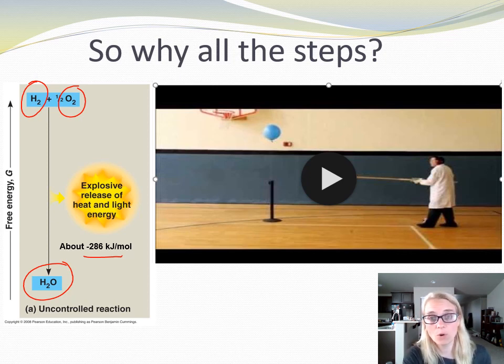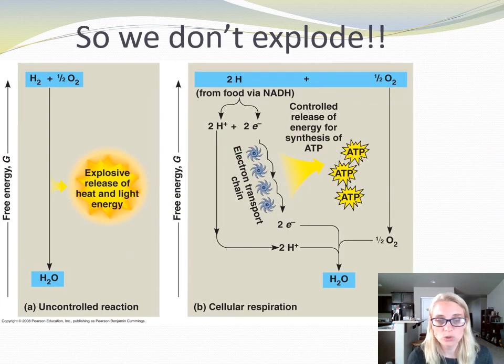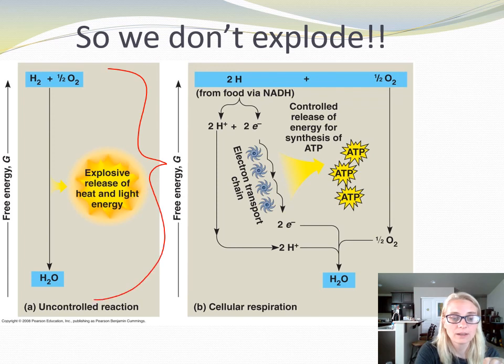Now, we do not want all of that energy being released in our cells at once, because like I said, we can't survive that as an uncontrolled reaction. So what do we get? We take this explosive release of heat and light energy, that negative 230-something kilojoules, and we break it down step by step by step.